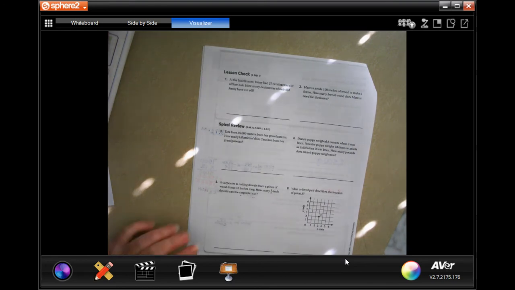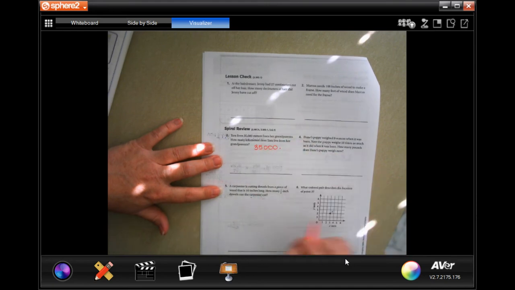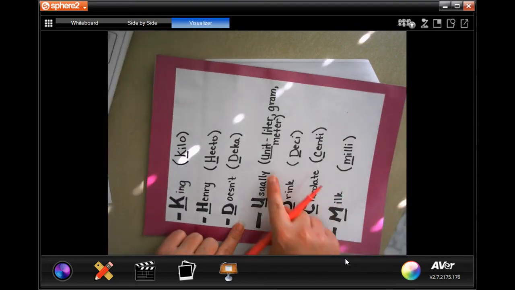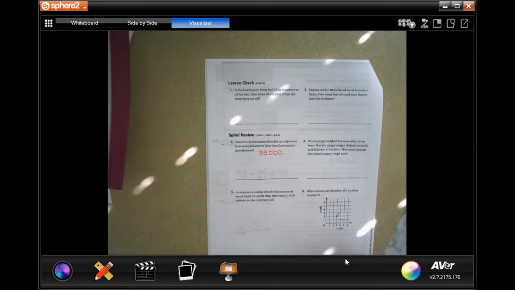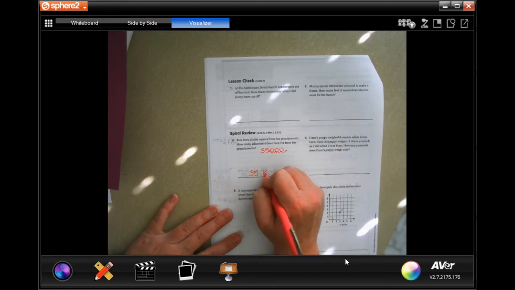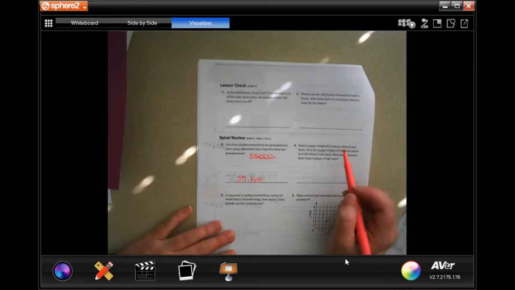All right, we're going to go on to the back where you guys are going to do the lesson check, just like always, and we're going to go down and do the spiral review. Says Tara lives 35,000 meters from her grandparents' house. How many kilometers does she live? Okay, so 35,000, I'm going to put that decimal in, and to go from meters to kilometers. Well, here's meters under unit, and kilometers is all the way over here. So we're going to move it 1, 2, 3 times to the left. 1, 2, 3 times to the left. 35 kilometers. Done.